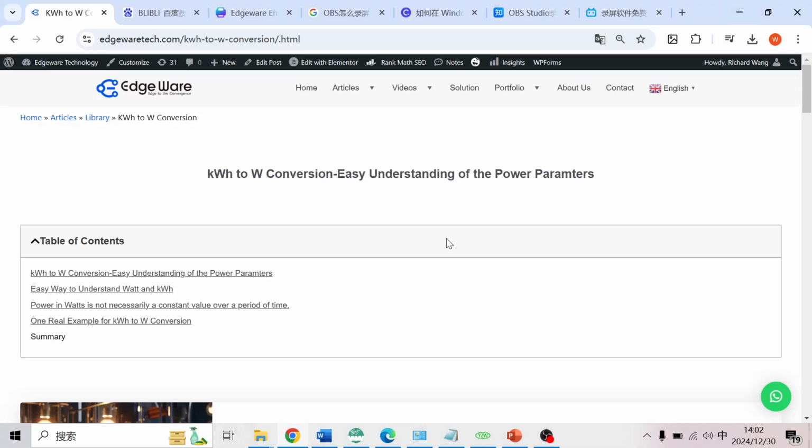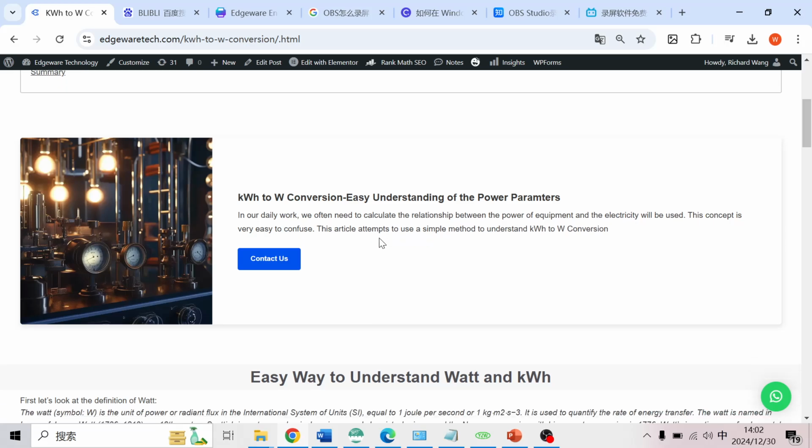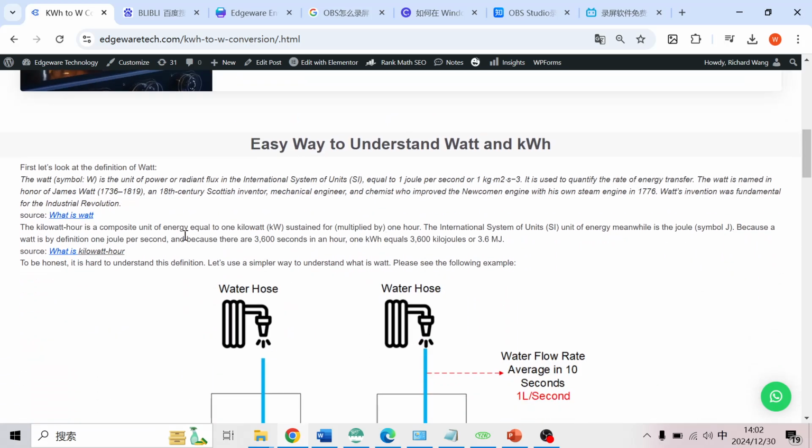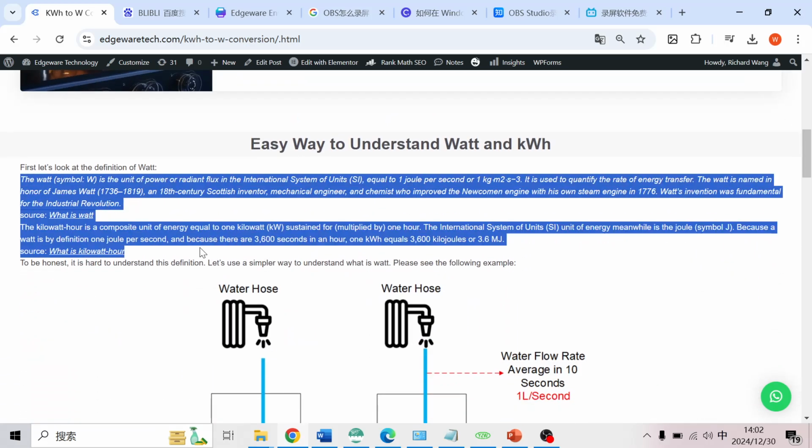Hello guys. Some of my customers, also my team members, ask me how to do the conversion between kilowatts hour and watts. So it's a little bit confusing. If you really Google it, you will find out that the definition from Wiki is quite difficult to understand. So I'm trying to use an easier way to explain the difference and how to make the conversion.